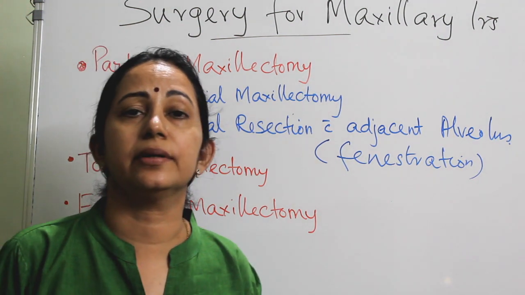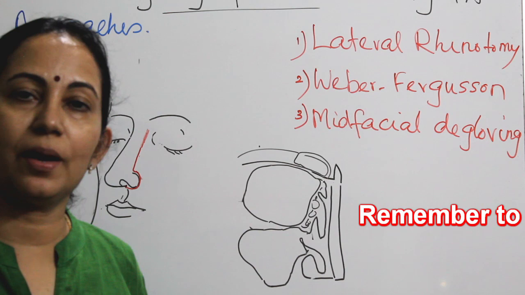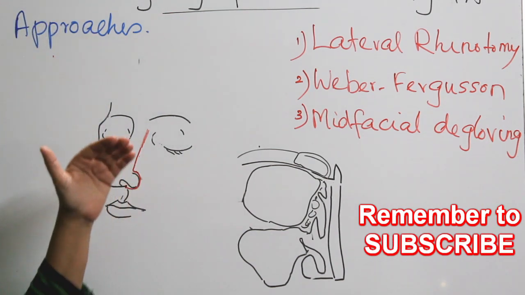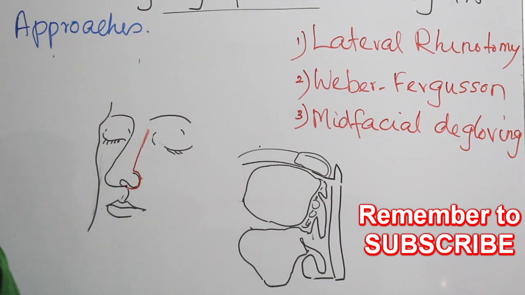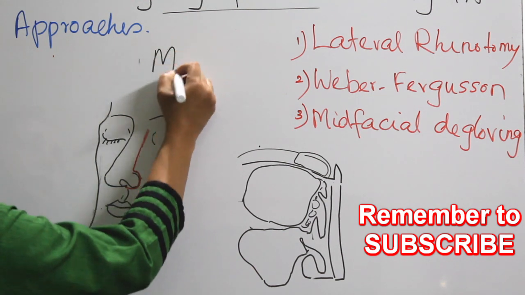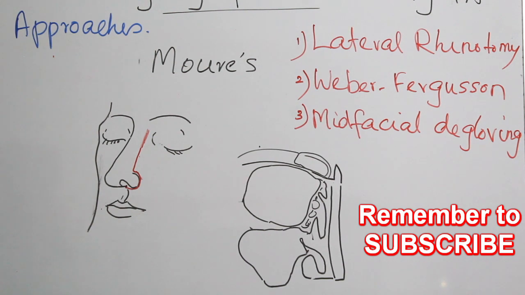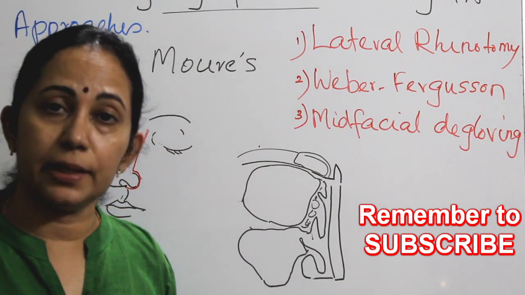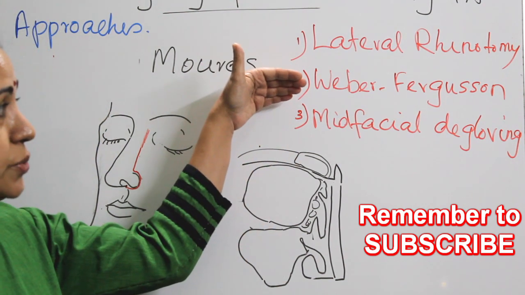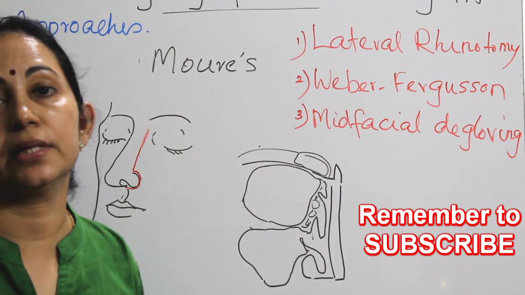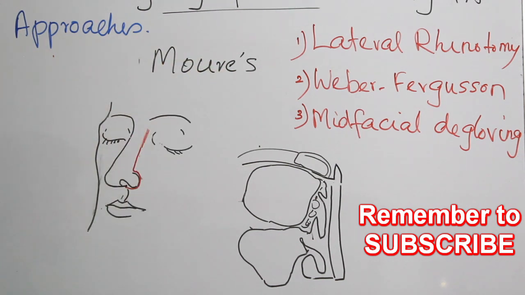Now we can see what are the different soft tissue approaches for each of these maxillectomies. Soft tissue approaches to the maxilla are mainly of three types. One is the lateral rhinotomy incision, which is known by the name of Moure, mainly used for medial maxillectomy procedures, and the other one is the Weber-Ferguson incision, and the third is a midfacial degloving incision. So first I will tell about the Moure lateral rhinotomy incision.